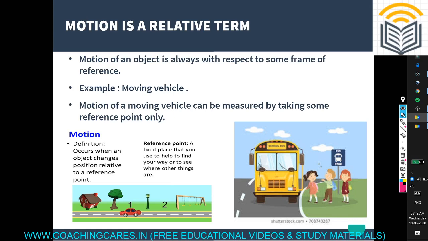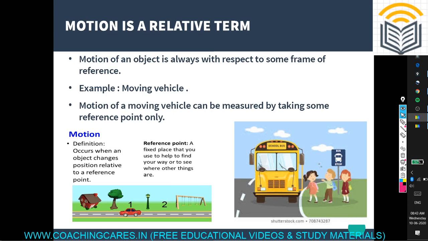Now we'll understand in details. Motion is a relative term. Basically, the motion is related completely, this term, relative term. It belongs to this term. It is important to understand this. Motion of an object is always with respect to some frame of reference. So, motion is being defined, or we can describe the motion, by taking a reference point or by taking frame of reference.